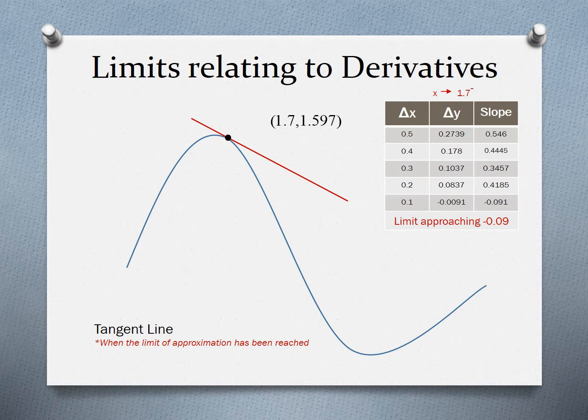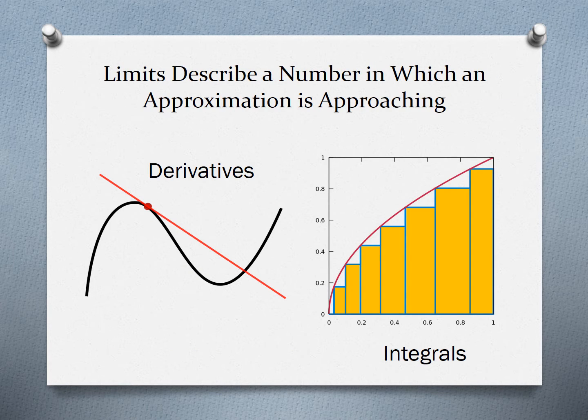Again, coming in from the left, I can approach this point. Coming in from the right, I can approach this point. But for this value, 0.09, to be defined as the limit of the curve at this point, 1.7, this has to be the same limit coming in from the left and coming in from the right. So recall that limits describe a number which an approximation is approaching. Regarding derivatives, we will take another lesson to describe this regarding integrals.